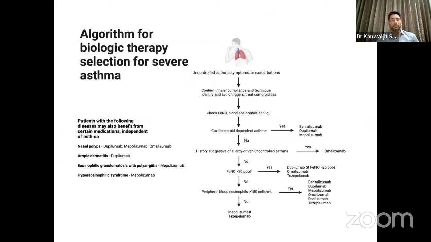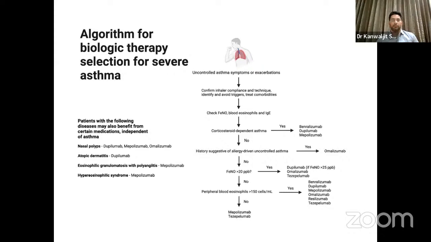This is the algorithm for biological therapy selection for asthma patients in severe asthma. If the patient has uncontrolled asthma symptoms or exacerbations, then first you have to confirm the inhaler compliance and technique, also identify and avoid the triggers, and treat the comorbidities which can mimic the asthma symptoms. Then you have to check the FeNO levels, blood eosinophil levels, and the total IgE levels. If the patient has corticosteroid dependent asthma, then benralizumab, dupilumab, or mepolizumab benefit more.